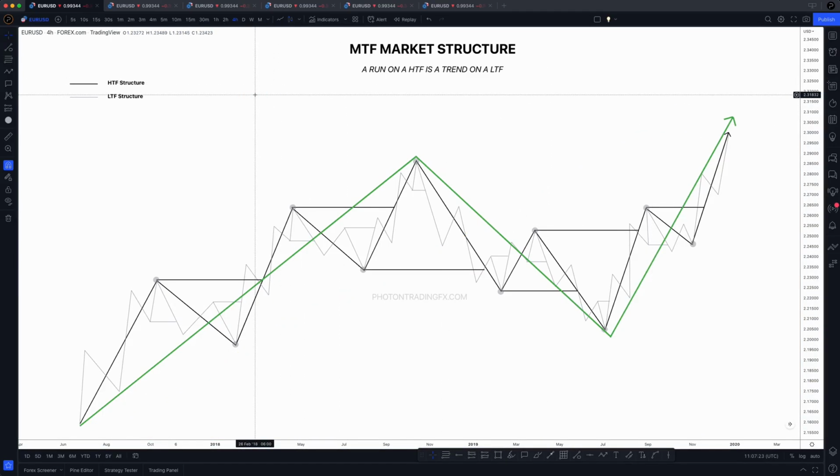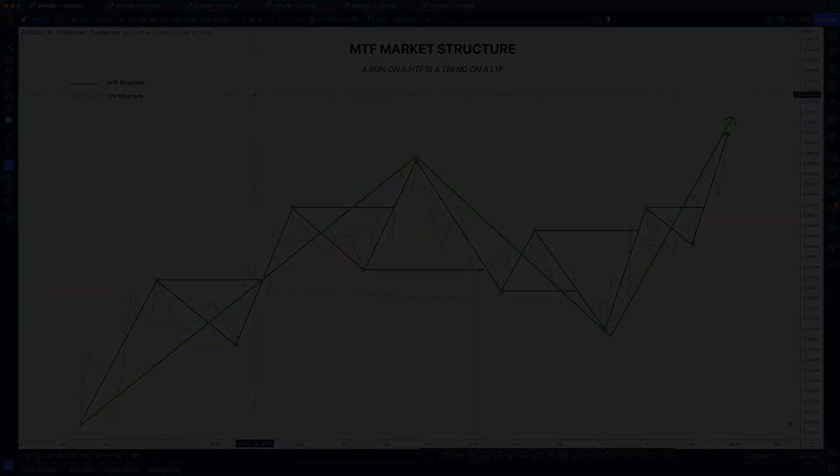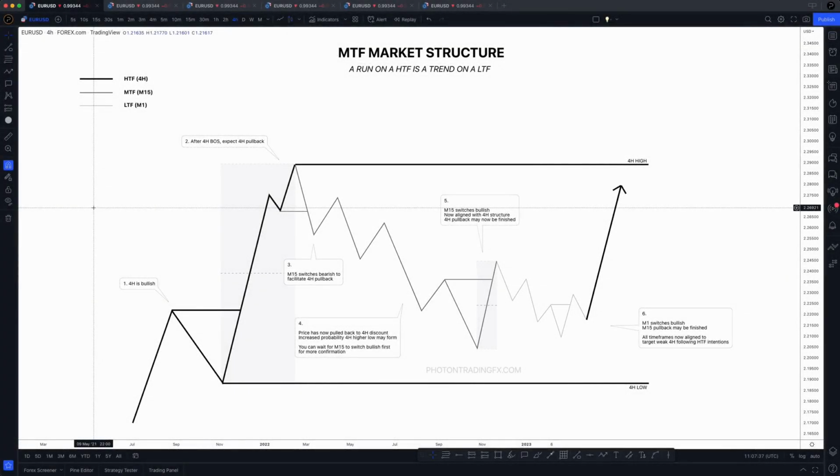So let's take a look at another annotation. You might be familiar with this sort of annotation from when we were looking at three types of structure. But again, for now I just want you to think of just swing structure, but we're going to be looking at multiple time frames.